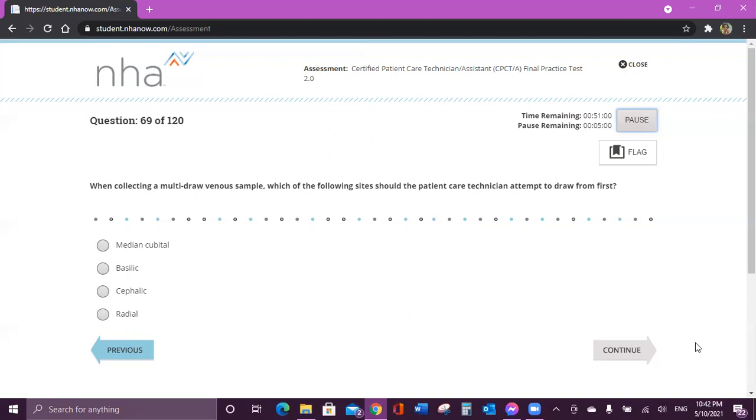When collecting a multi-draw blood sample, which of the following should a patient care technician draw first?